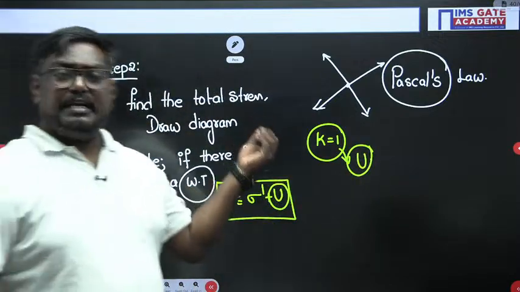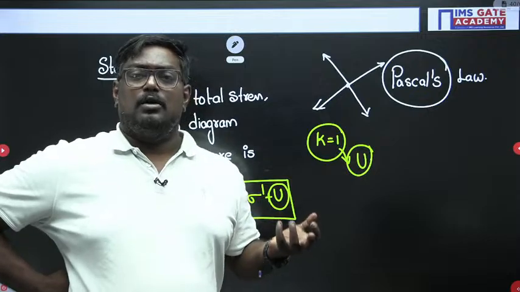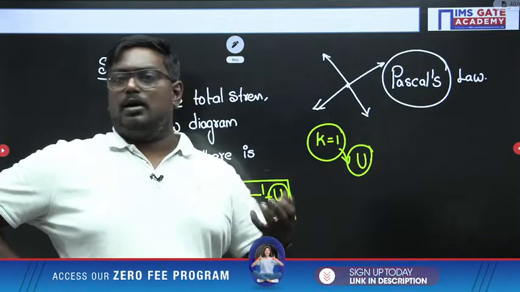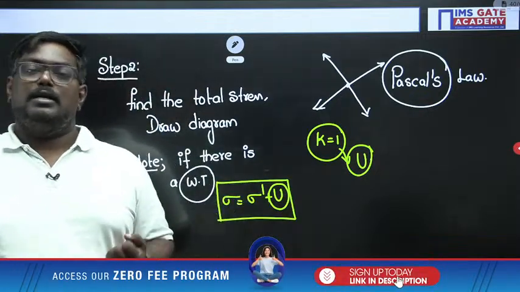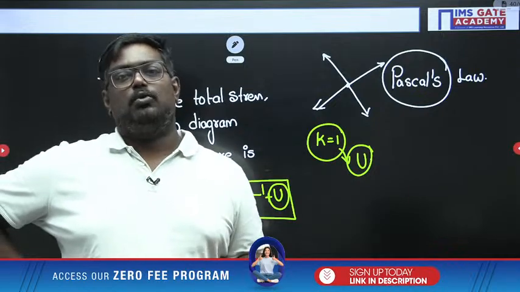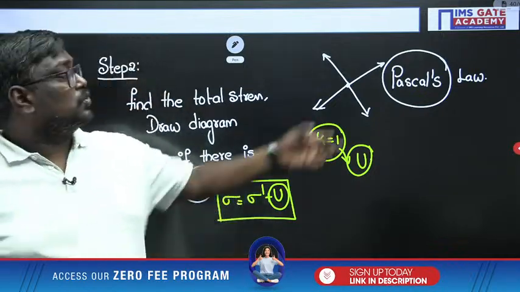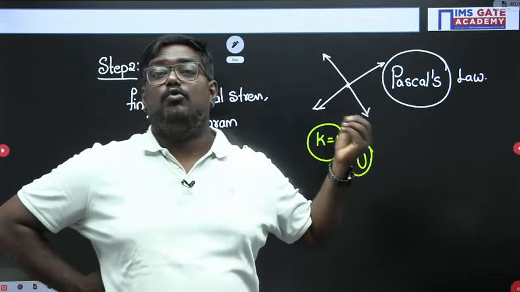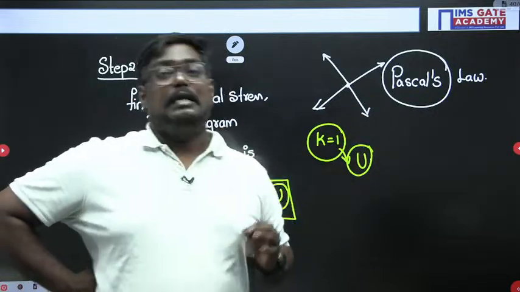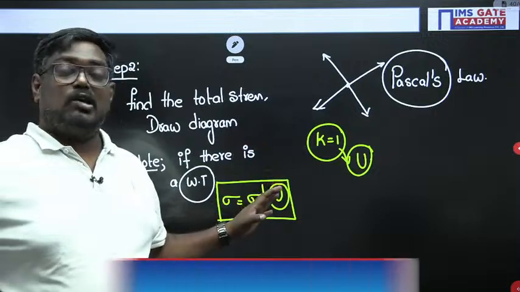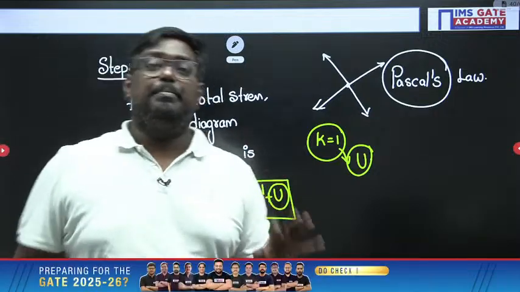What is the intention of multiplying with the coefficient of earth pressure? To make the vertical component a horizontal component. But Pascal's law states that pore water pressure is the same in all directions. So you have to take the coefficient of earth pressure as 1 in case of pore water pressure. This is a very important note.